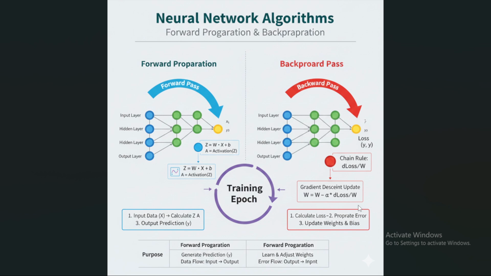neural network algorithm. In this neural network we also call the propagation, forward propagation or backward propagation. It is also based on the input, hidden layer or output layer, based on the formula z equals w dot x plus b, or a equals activation. In the same way, backward learning and training is for input data, calculate an output prediction. In the propagation we will discuss the forward propagation and backward propagation.